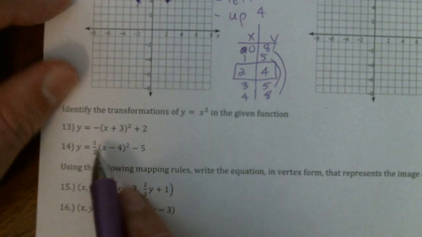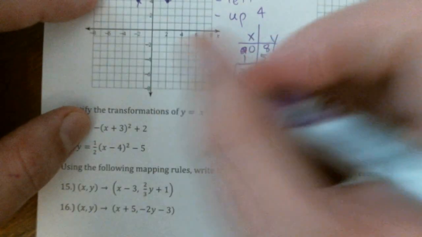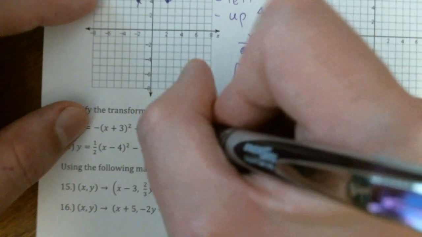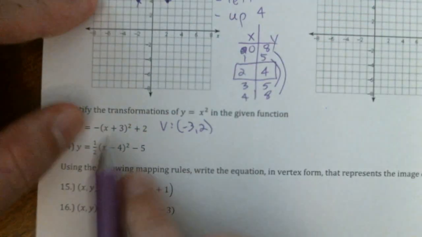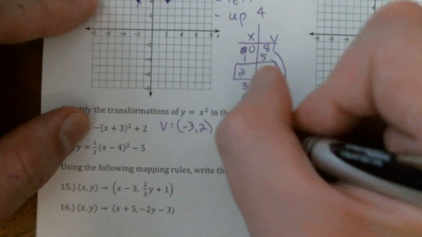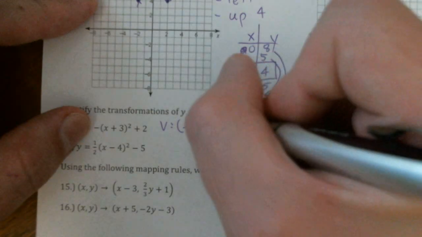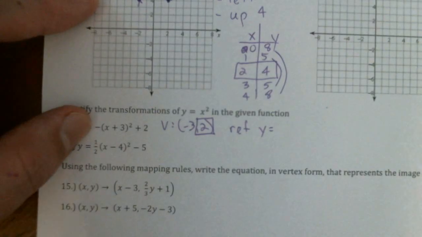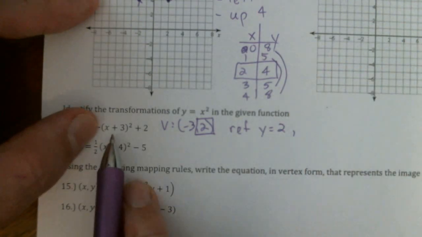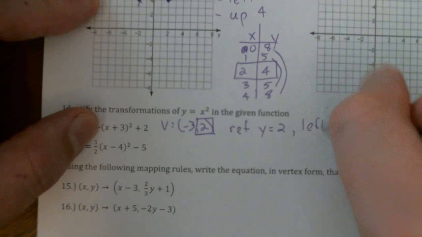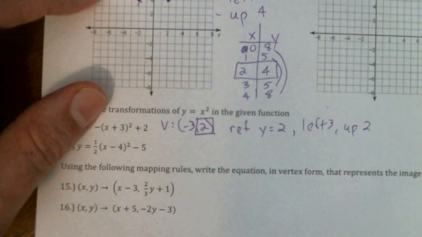Okay, these are just identifying the transformations. So here I've got a reflection. Well, actually, let me go ahead and write down the vertex. The vertex is what? Negative 3, 2. So on this one, I have a reflection around what? It's always going to be reflecting around the line y equals, and it's always going to be around the y coordinate. So I'm reflecting around the line y equals 2. That's one transformation. I've got left 3, and I have up 2. So only 3 transformations for that one.